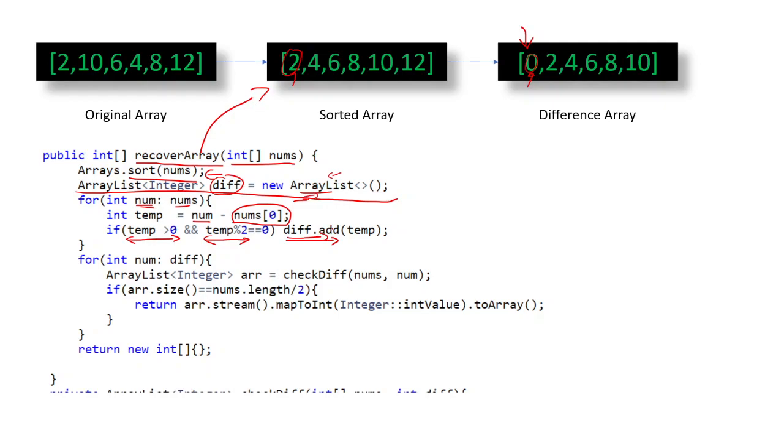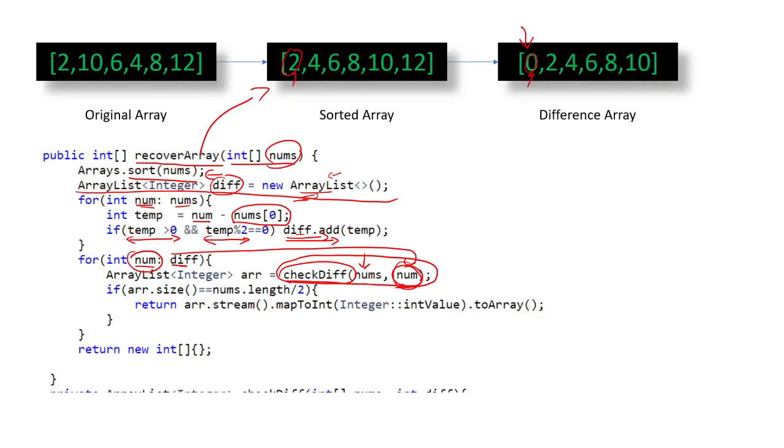We'll add that particular difference, and for each of these differences we are going to calculate the final array, if we are able to. Here this function, check the difference, we'll see in the later slides. This particular function tries to create the array when we pass that particular difference. We pass the original array here, and we pass the difference.